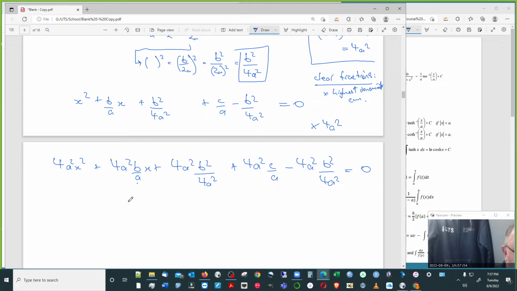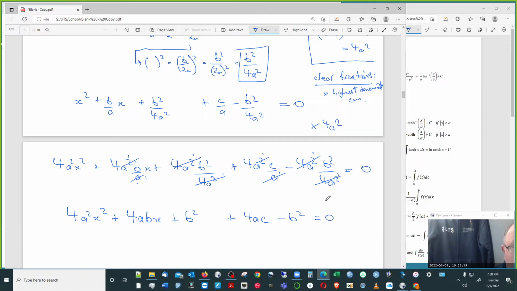All right, then we can go through and do a few knockouts. We can cancel the 4a squareds. You should put 1s there, that's reasonable. And we've got an a that will cancel, that'll become a 1. So all nice and nifty, I get 4a squared x squared plus 4abx plus b squared, that's our perfect square, plus leave a gap, 4ac minus b squared.